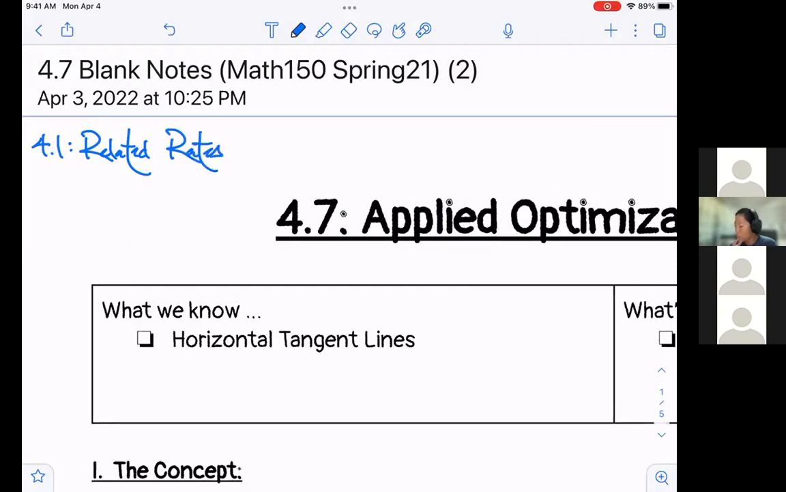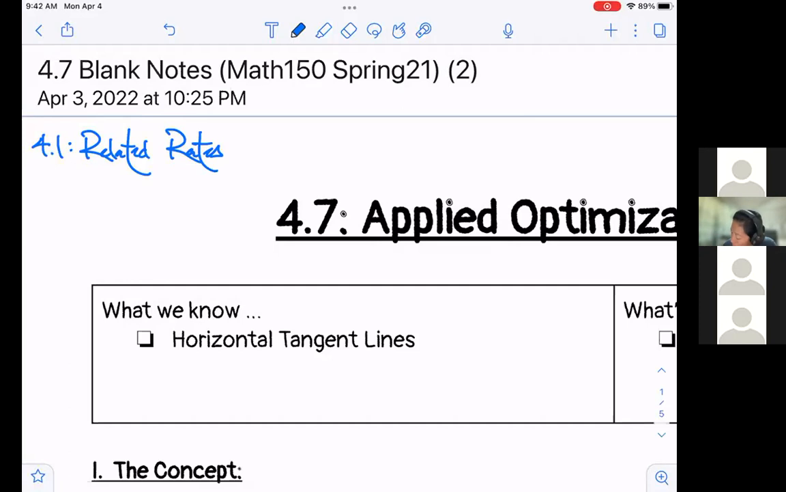The reason I want to bring that up is because 4.7 actually also has a lot of word problems. It's important when we're looking at word problems to think about clues that tell us, am I going to be looking at related rates or am I going to be using applied optimization? So going back to that idea of decision making, thinking about some clues.